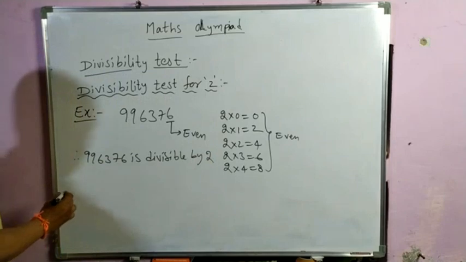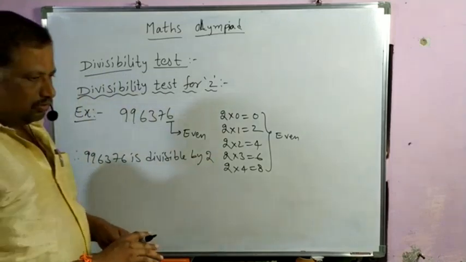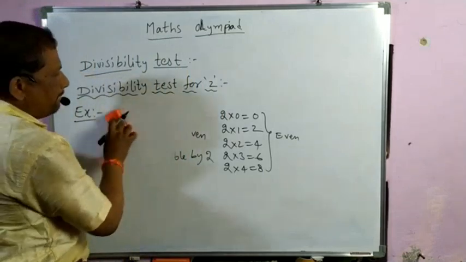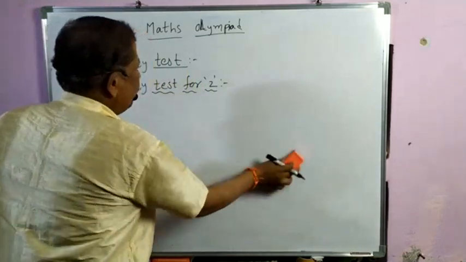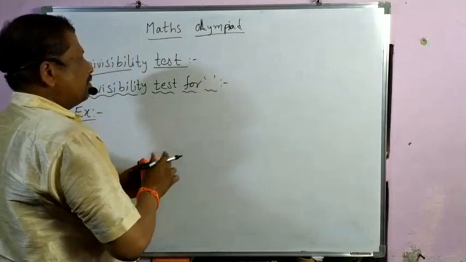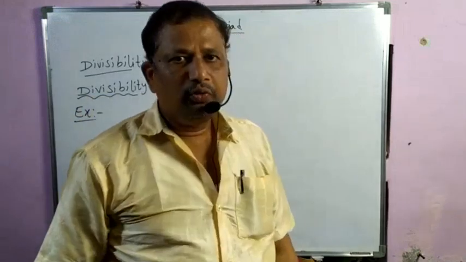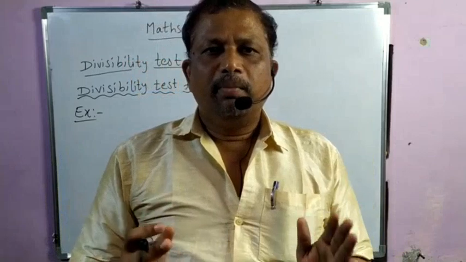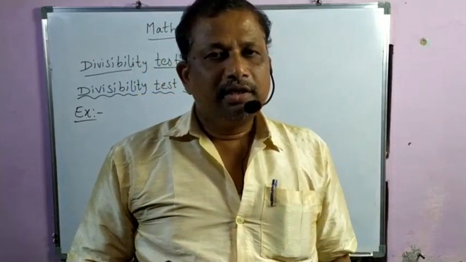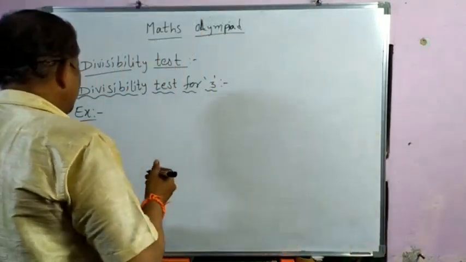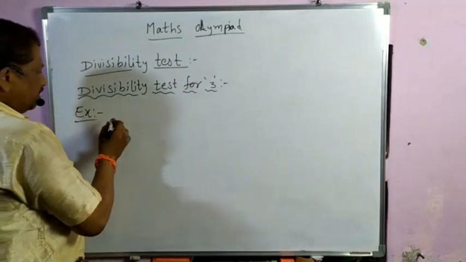Next, divisibility test for 3. So we will see divisibility test for 3. What is the divisibility rule for 3? In a given number, if the sum of the digits is divisible by 3, then the given number is divisible by 3. Let us see by taking one example.